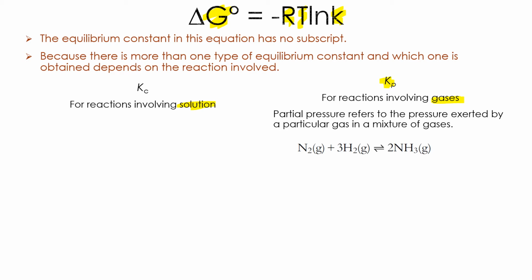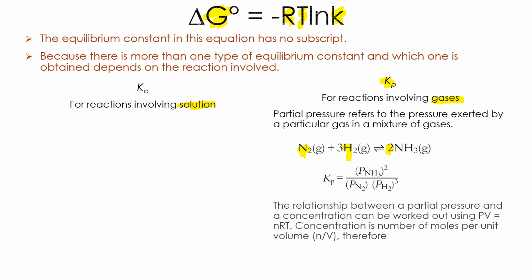Here's an example of a reaction that has gases. We have nitrogen and hydrogen reacting to make ammonia. We have Kp, the equilibrium constant calculated through the partial pressure. It is the same idea. The partial pressure for ammonia to the power of its coefficient, which is 2, over the partial pressures for the reactants, nitrogen and hydrogen, raised to the power of their coefficients.